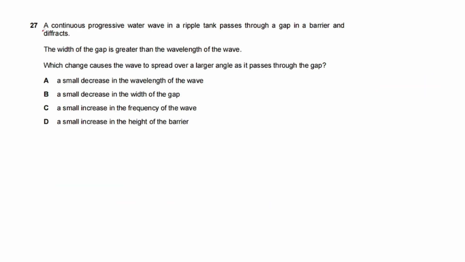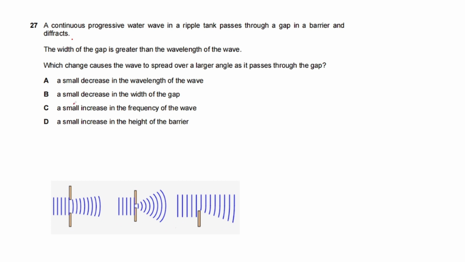Question number 27. A continuous progressive water wave in a ripple tank passes through a gap in a barrier and diffracts. The width of the gap is greater than the wavelength of the wave. Which change causes the wave to spread over a large angle as it passes through the gap? Out of these options, you could find the answer easily by understanding diffraction.